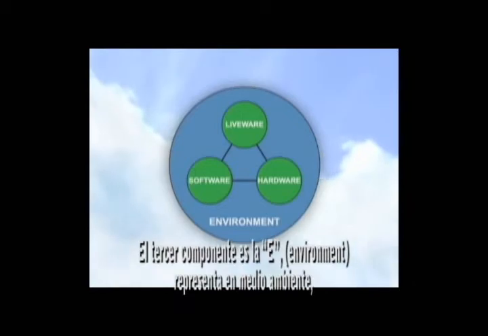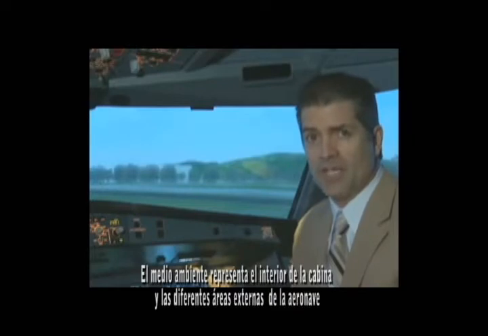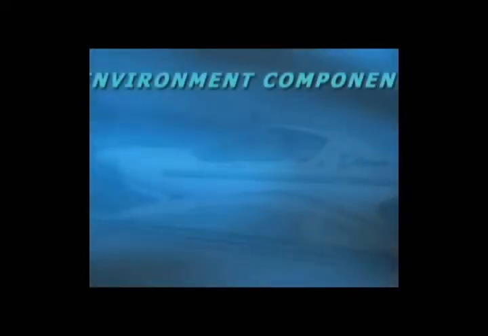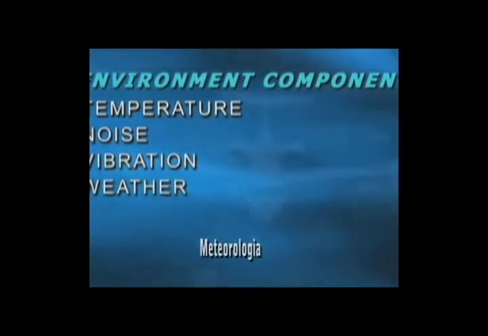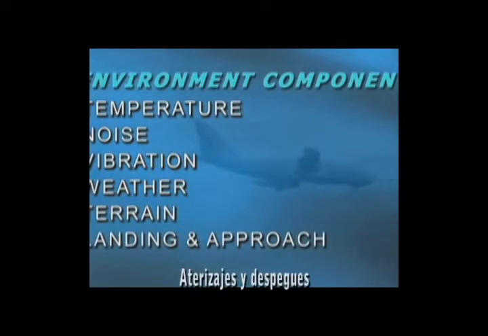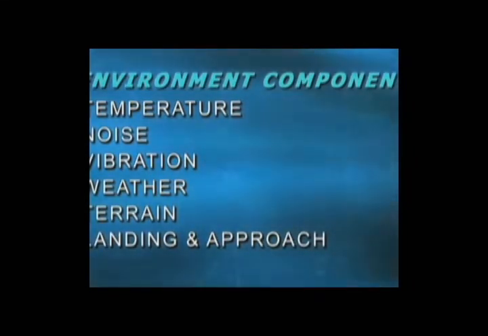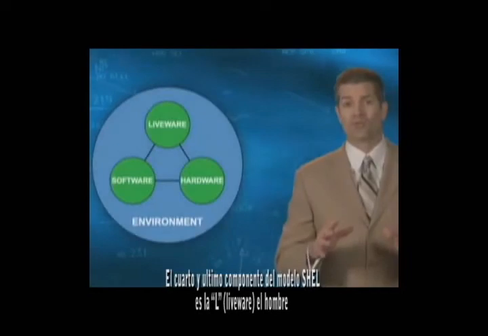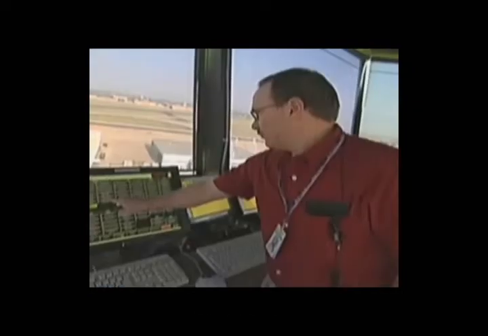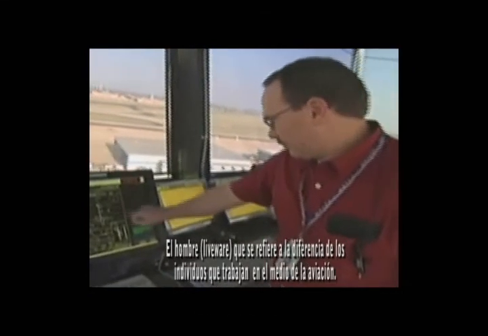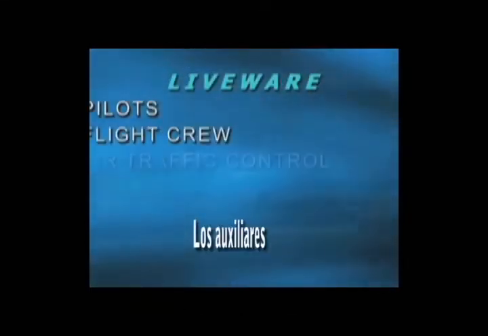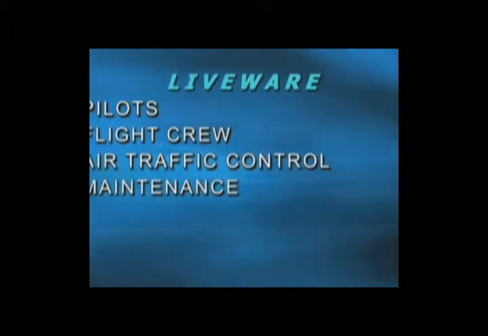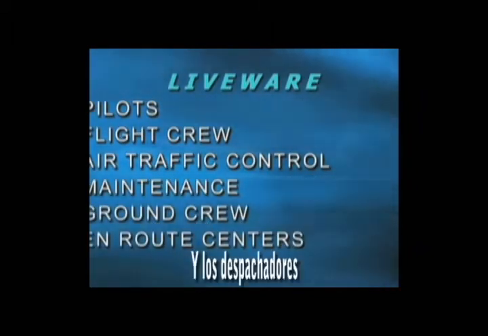The third component in the shell model is E, representing the environment. The environment embodies both internal cabin and external aircraft areas. Elements such as temperature, noise, vibration, weather, terrain, landing and approach all play a part of the environment component. The last and fourth component of the shell model is L, pertaining to liveware. Liveware represents the different individuals at work in an aviation environment. Liveware is the pilots, flight crew, air traffic control, maintenance personnel, ground crew, and people working in the en route centers.